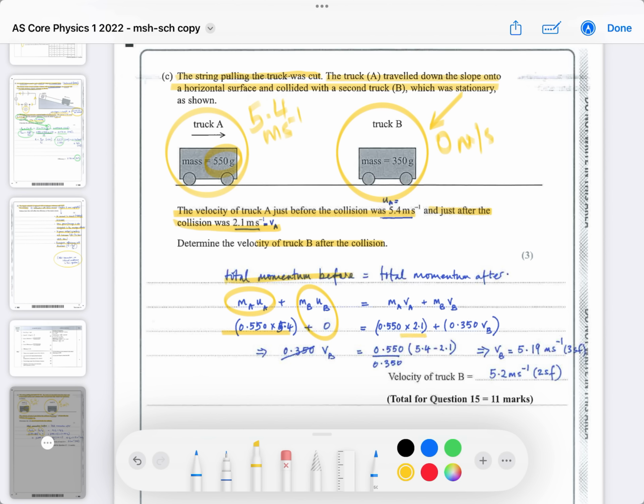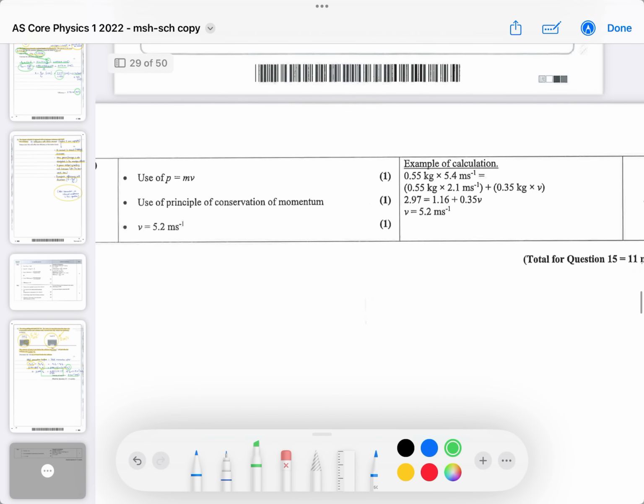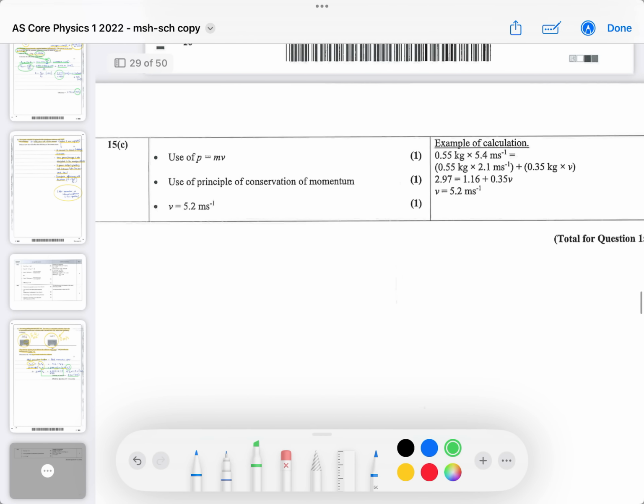The mass hasn't changed, and therefore we know the mass of truck B is 350. The only unknown is VB. So you've got to find VB, change the subject of the equation. You'll see that this will give you the correct answer. The answer is 5.2, or 5.19 to 3 significant figures. And that's another 11 marks done. There's the answer, 15C.